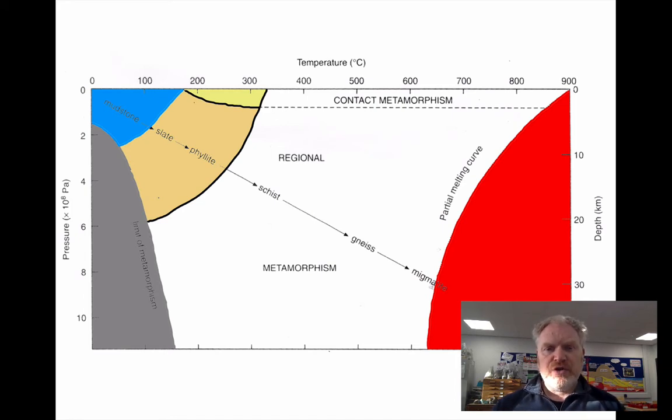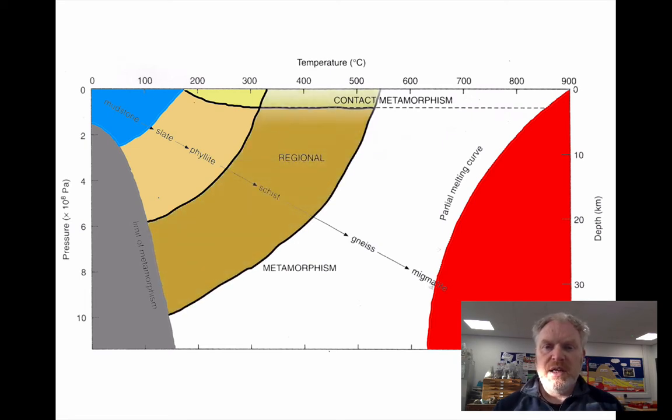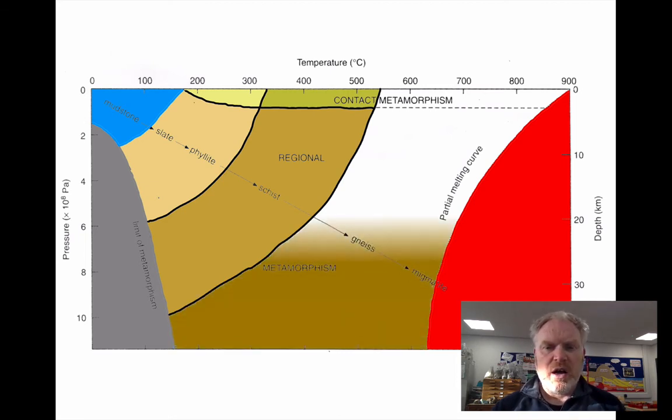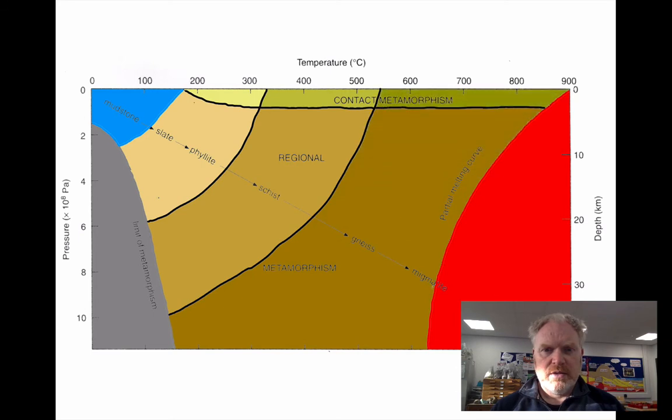When temperature and pressure increases, which will happen proportionally if the rock's being buried within the crust, we then see a medium grade of metamorphism, represented by the metamorphic rock schist. The final area here, represented by gneiss, at the higher temperatures and the higher pressures, those are our high grade metamorphic rocks.